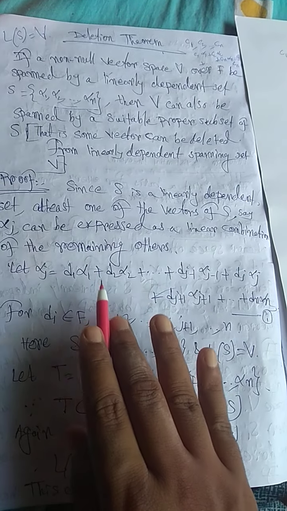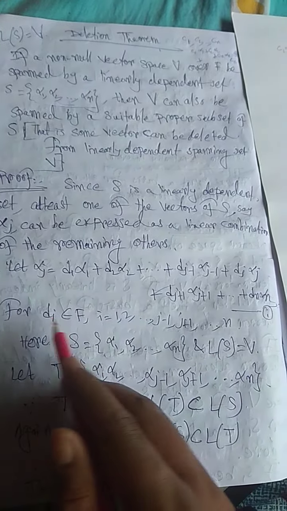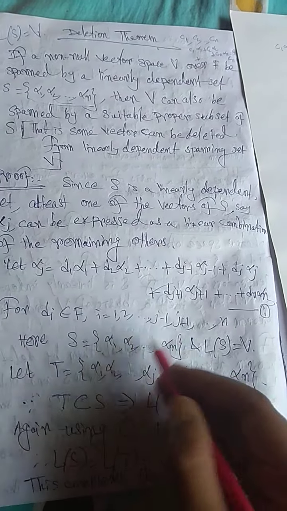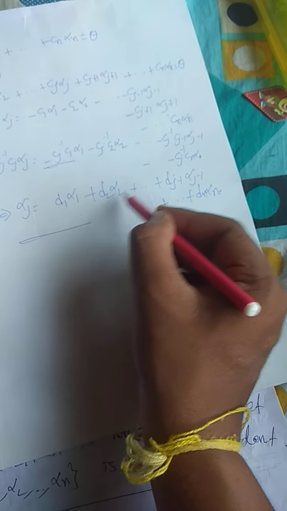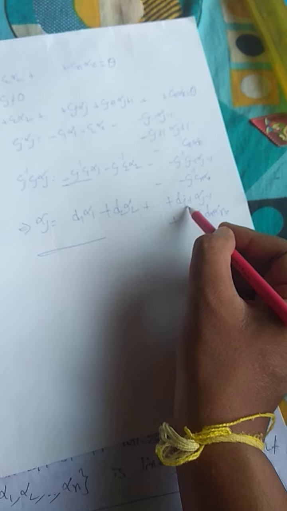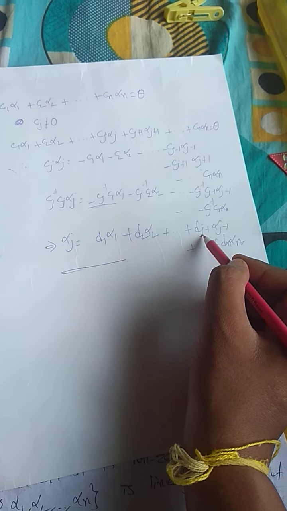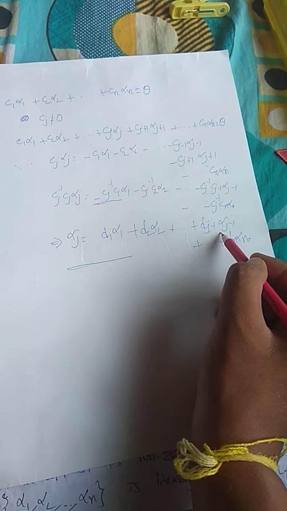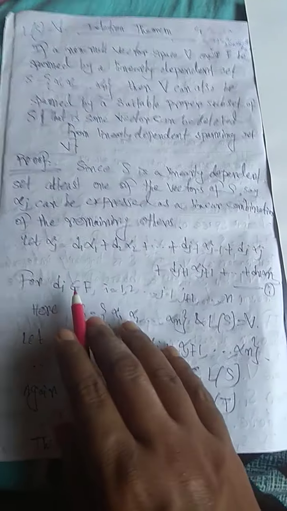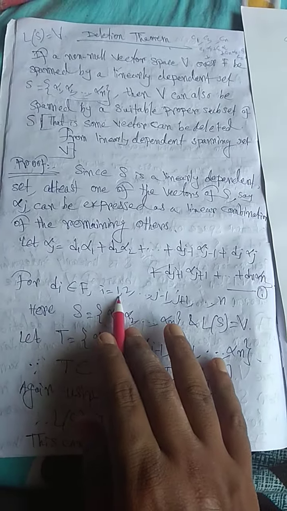Since it is linearly dependent, otherwise not. Where di is a scalar, and this i runs from 1 to j minus 1, and after j minus 1 it will be j plus 1. So this is the explanation. This is the range of i.